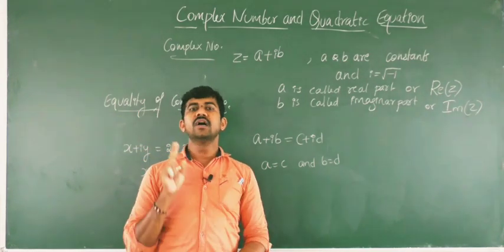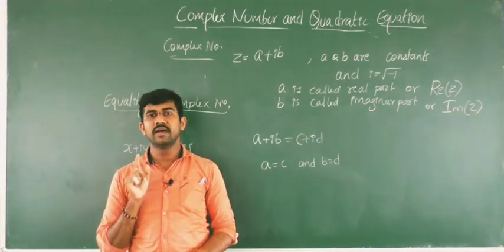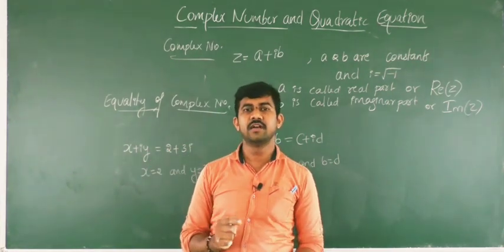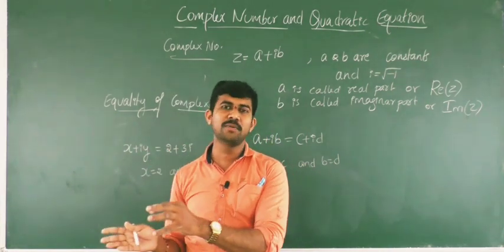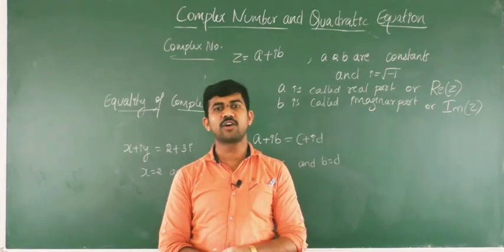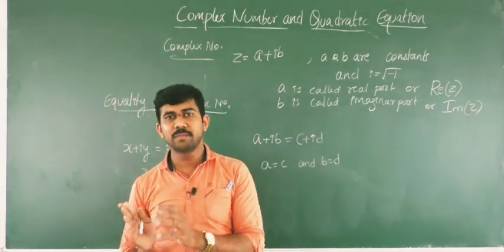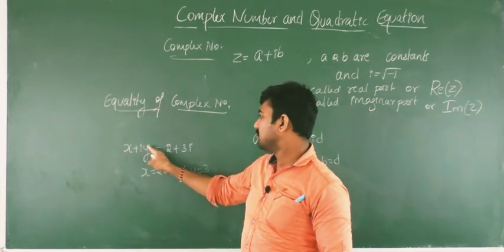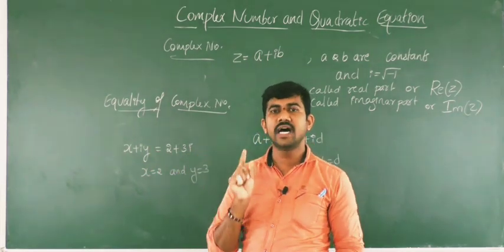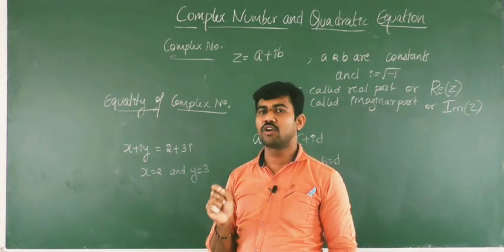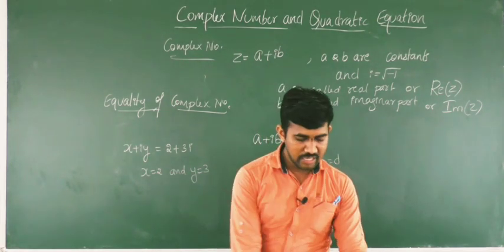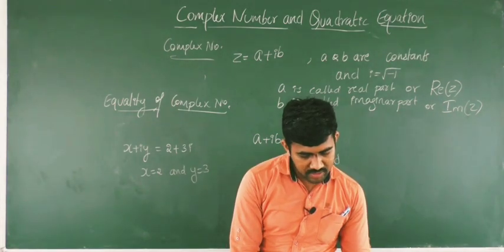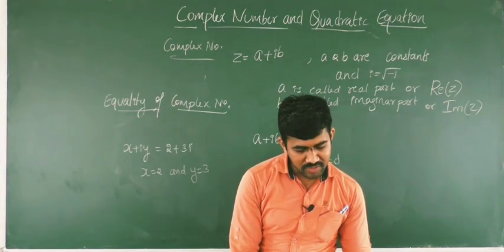Understand? When two complex numbers are equal, then their corresponding parts are equal. Means the real part of the first complex number is equal to the real part of the second complex number, and the imaginary part of the first complex number is equal to the imaginary part of the second complex number. So that we can find the unknown values of the given complex number. Let's consider one example of finding the x and y values.